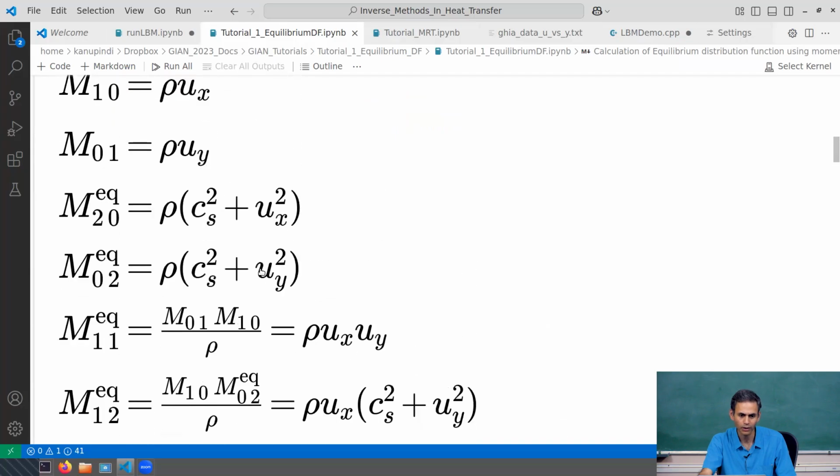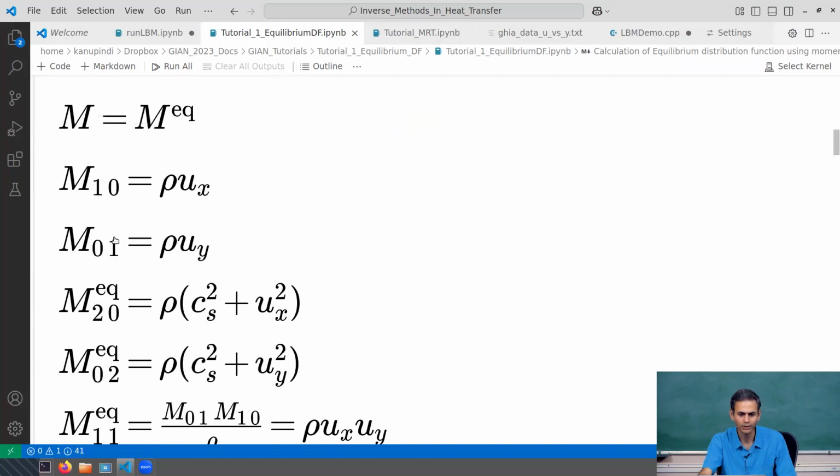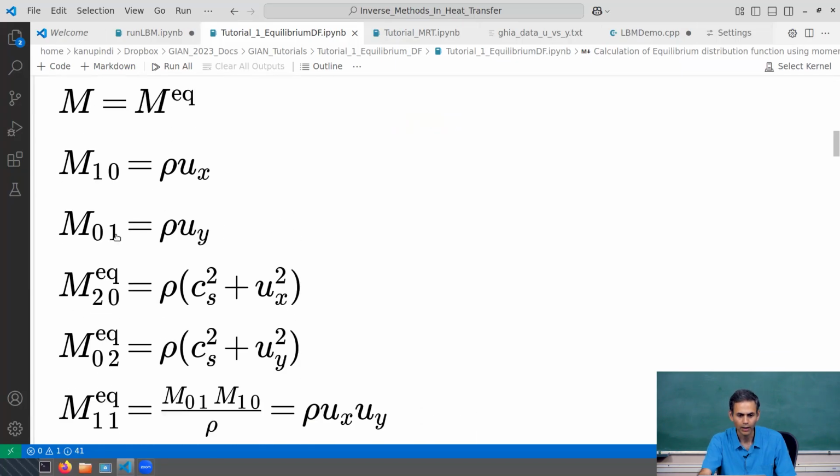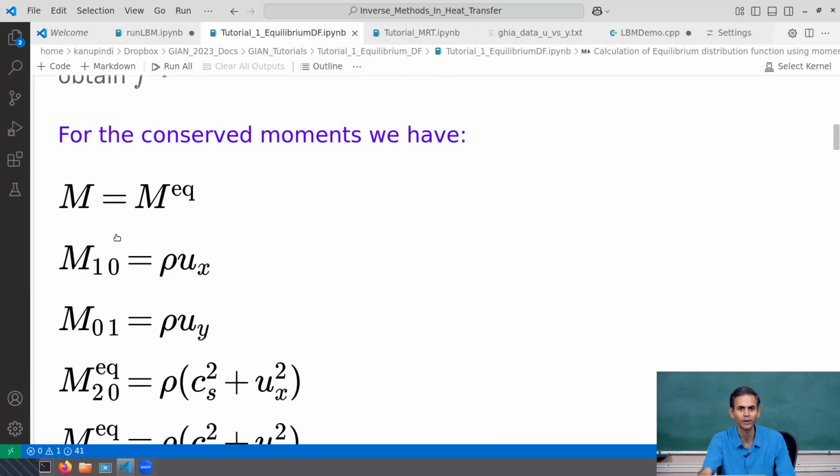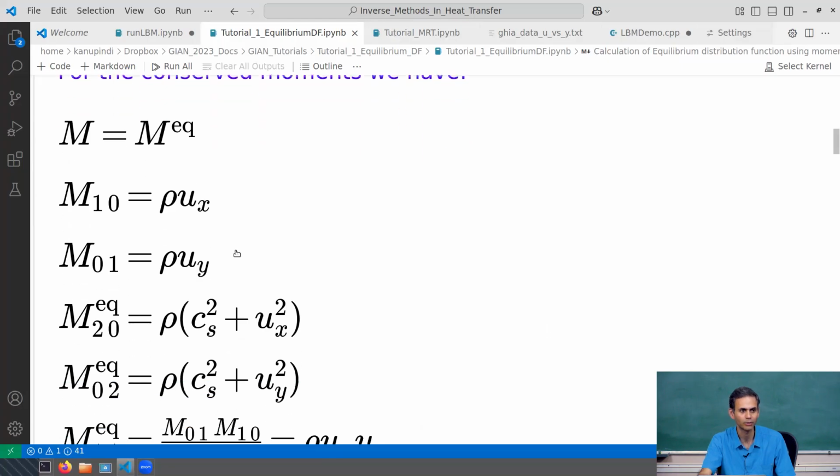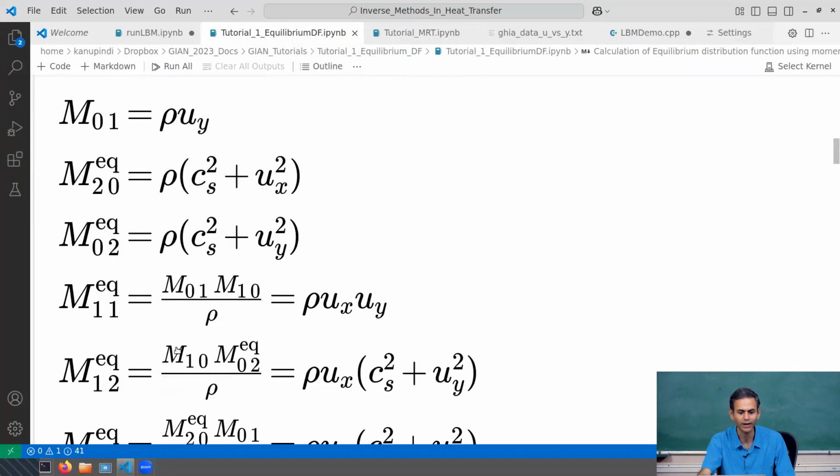While computing M21 equilibrium, we considered M20 equilibrium, but M01 is not at the equilibrium? M01 is the momentum, correct? Is M01 a conserved moment or not? Yes, they are already conserved moments at the equilibrium, though I didn't write it. We can write it as M10 equilibrium there. I think I missed writing equilibrium there.